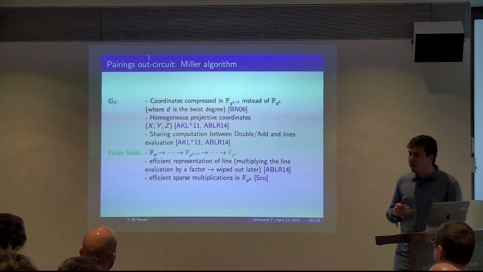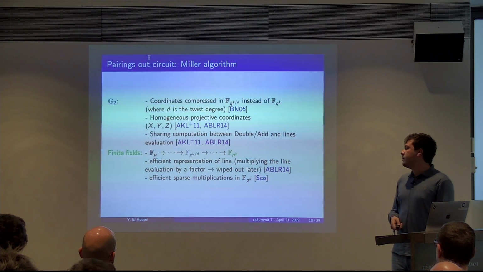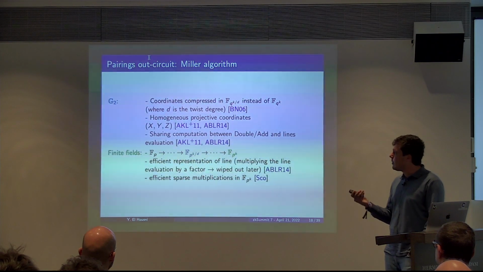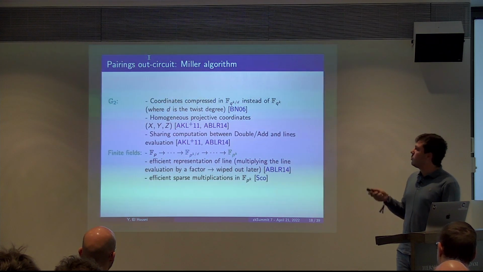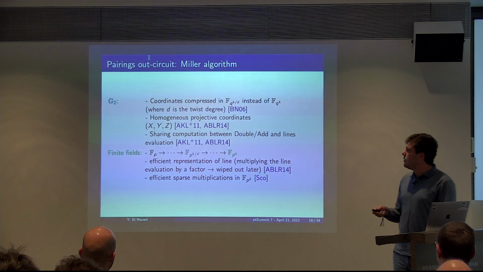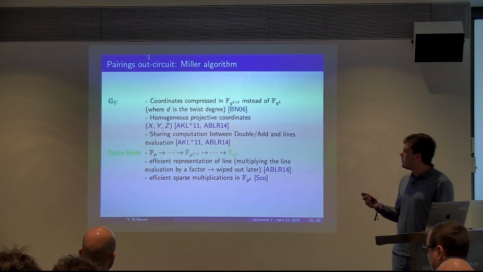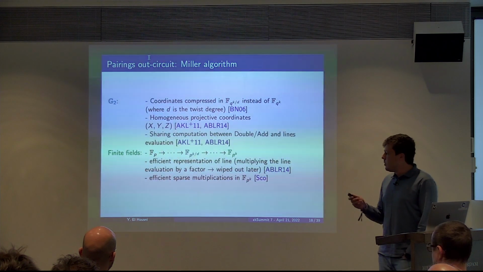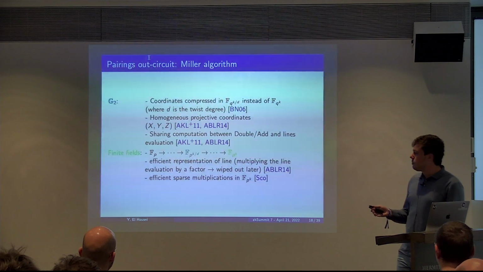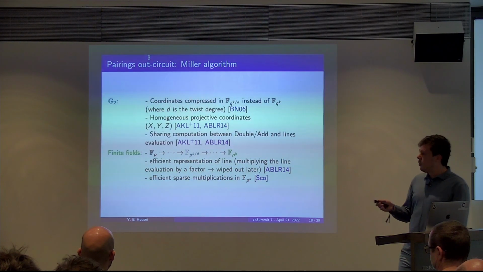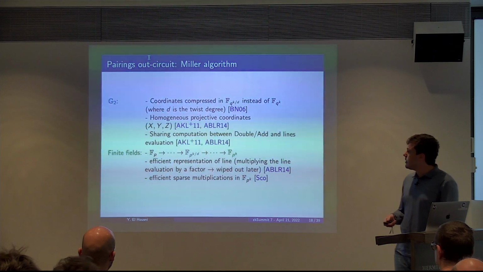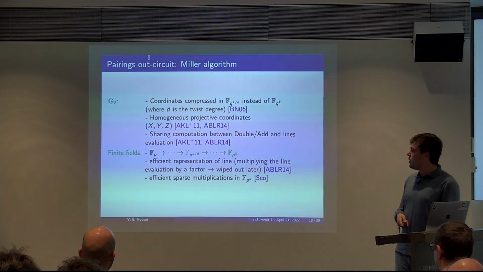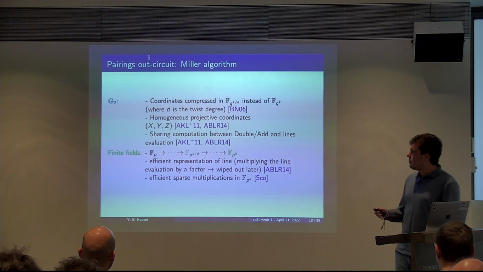So we do not work over the full extension field Fq to the k, but we can compress the coordinates to some subfield, q to the k out of d, with d some twist degree that parameterizes the curve. And then we do not use affine coordinates, we use projective coordinates, maybe homogeneous projective coordinates, for instance, because you can share computations between doublings, additions, and line evaluations. So there are many tricks.